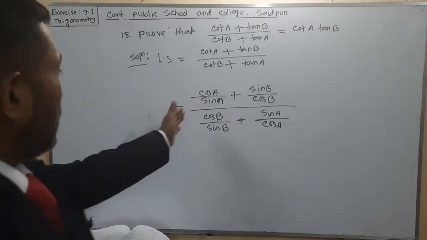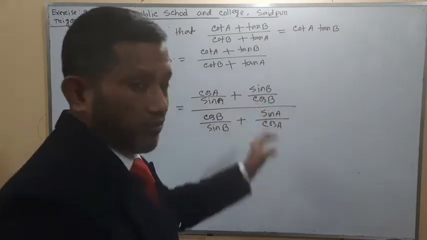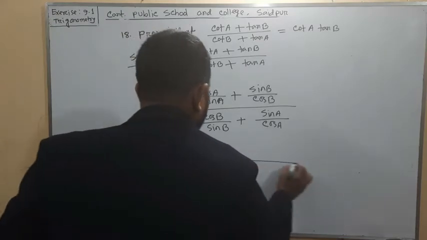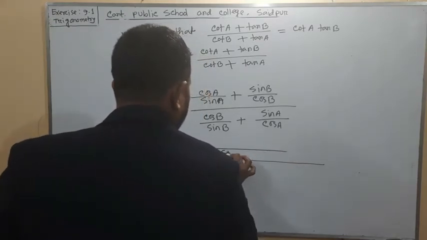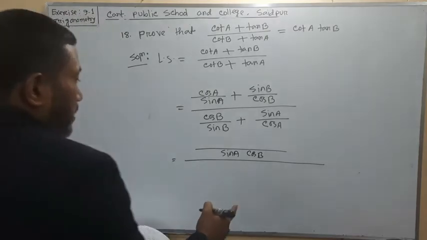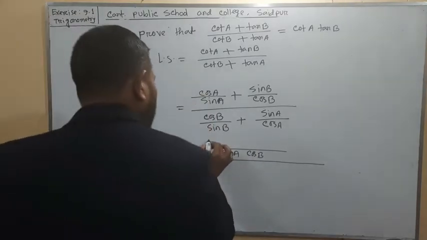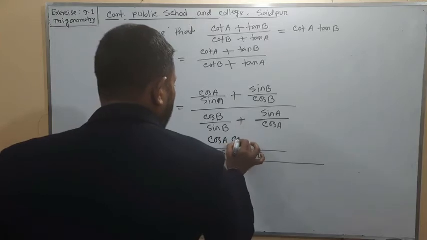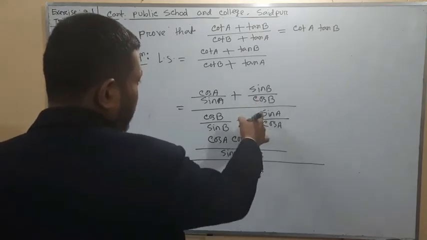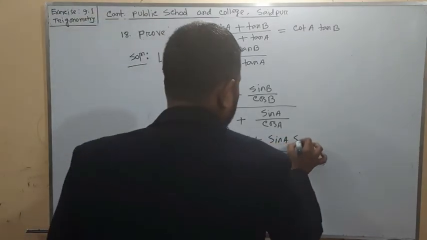First, I will take the LCM of cos A by sin A plus sin B by cos B. Here sin A and cos B, so the LCM will be sin A into cos B. If we divide sin A into cos B by sin A, then we get cos B and cos A, that's cos A cos B. Now sin A into cos B is divided by cos B. We get sin A and sin B multiplied, sin A sin B.